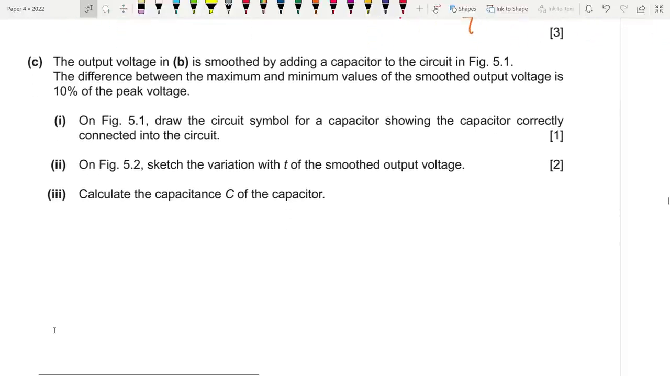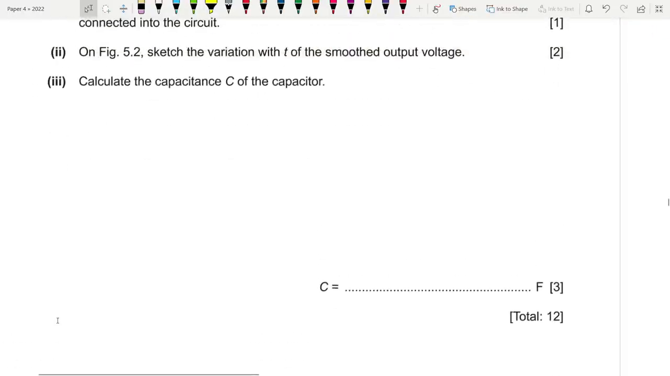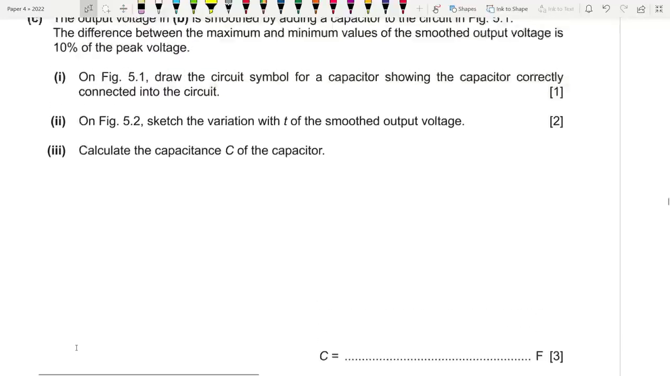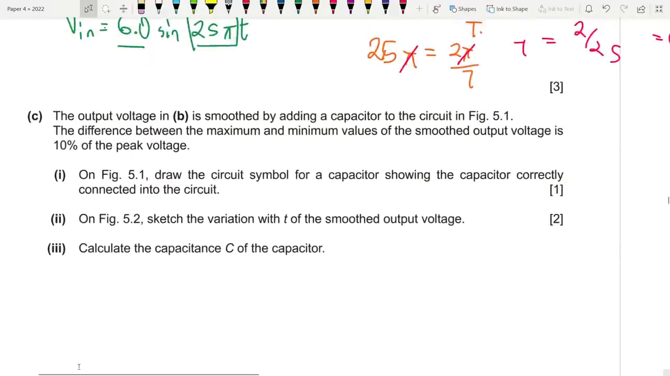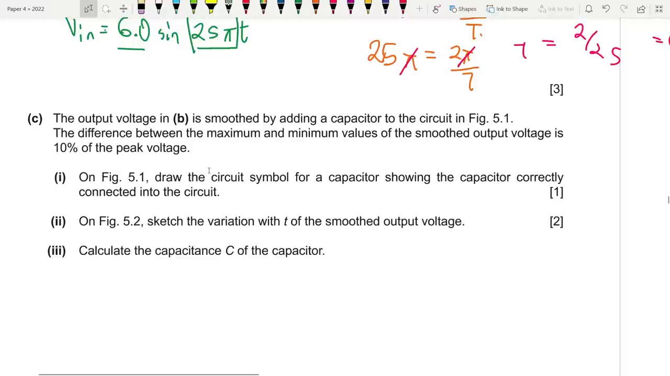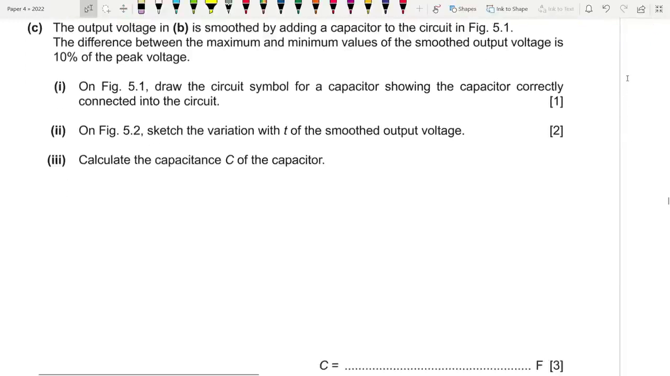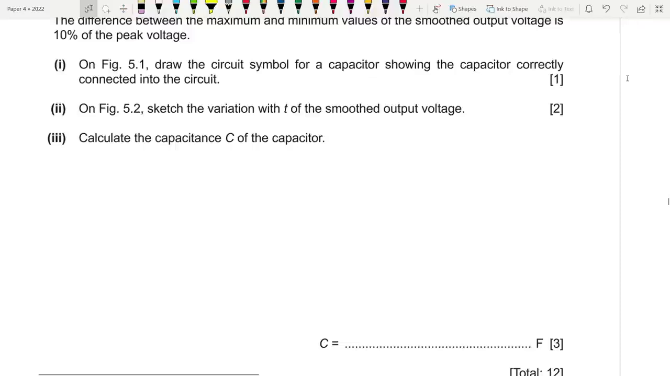Calculate the capacitance of the capacitor. Now, this is the new topic that was added to the syllabus. Discharging a capacitor. So, the capacitor loses 10% of its voltage. So if you lose 10% of your voltage, how much is left? 90%, right? So what's the formula for discharging a capacitor? It's basically V is equal to V naught e to the power minus t by RC. This is the formula. All right?